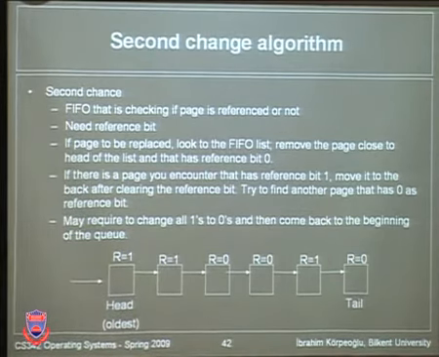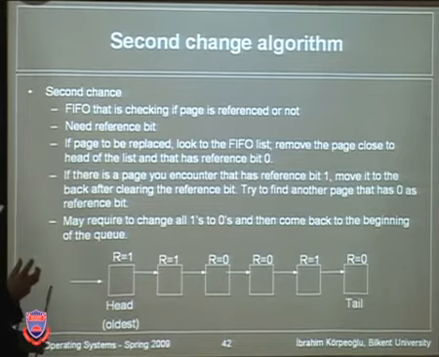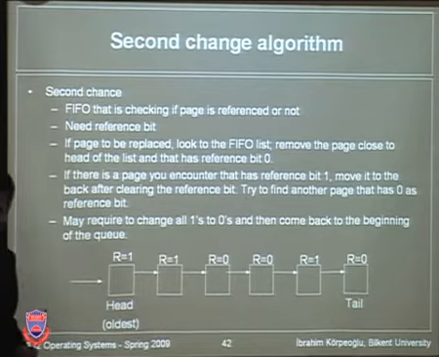So this is the second chance algorithm. If a page is to be replaced, we look to the FIFO list and we remove the page close to the head of the list that has a reference bit 0. Is the idea clear? So in this way we are improving the FIFO algorithm a little bit because we are not removing a page that is oldest but that is also recently accessed. Okay? So a heavily used page is tried to be kept in memory.